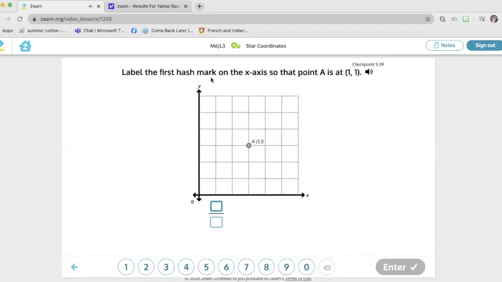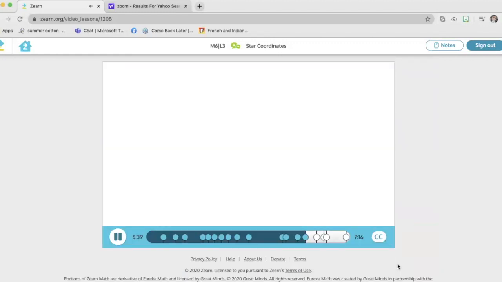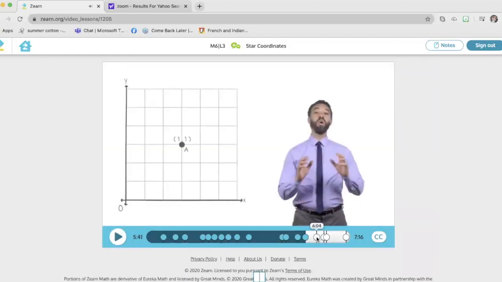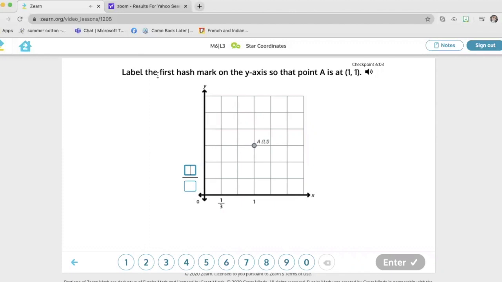All right, label the first hash marks on the x-axis so that the point A is at 1, 1. So that means we would have to have, this is a whole. So that means I have 1, 2, 3. That means I'm putting it in thirds. So 1/3. I'm going to move forward and skip through, okay? Label the first hash marks on the y-axis so the point A is at 1, 1. So if you label this 1/3, this y-axis is also going to start at 1/3.